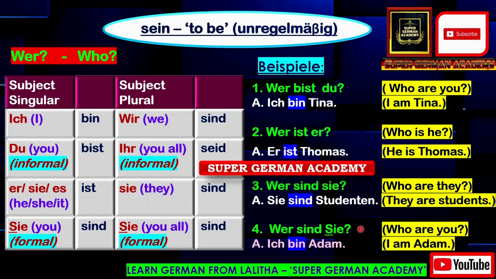Fourth question, wer sind Sie? Who are you? Here, sind is the conjugation for Sie. Here I have underlined, S is a capital letter. It means that it is formal you. If you see in the table, formal you, it is sind. So, wer sind Sie means who are you? Suppose you are asking a man who is standing or sitting before you, wer sind Sie means who are you? Then he replied, Ich bin Adam. I am Adam.